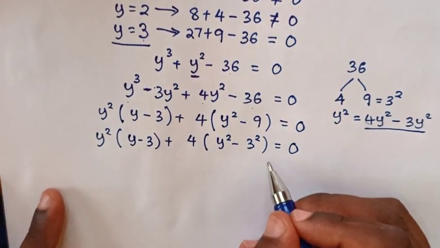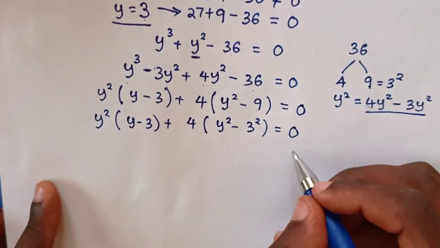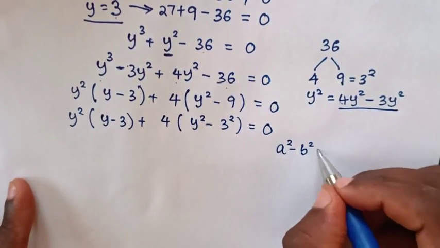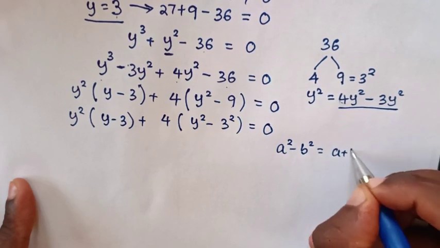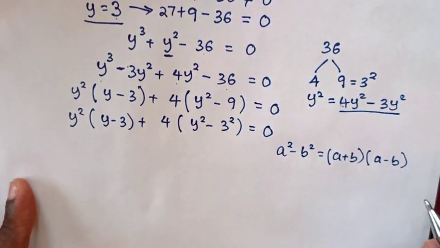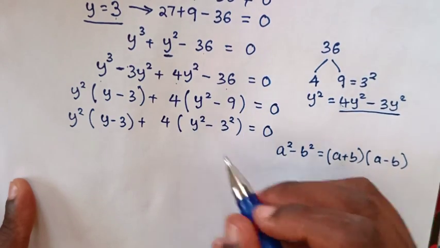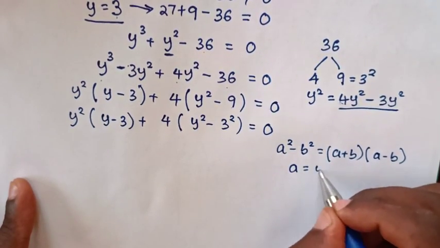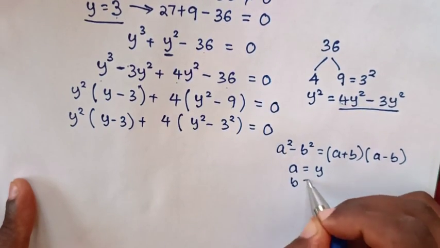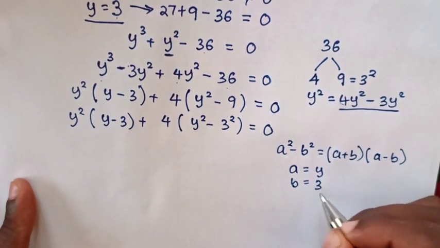Then y^2 - 3^2 is a difference of squares. So we'll apply this rule, a^2 - b^2 = (a + b)(a - b). When we compare a^2 and y^2, then a is equal to y, and also when we compare b^2 and 3^2, then b is equal to 3.